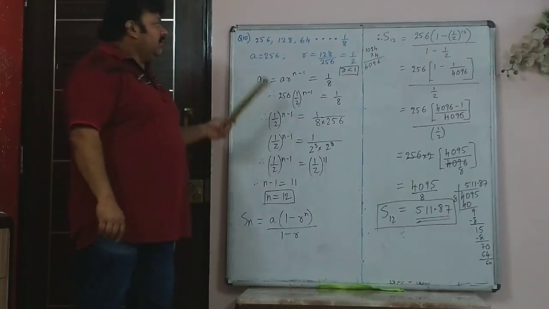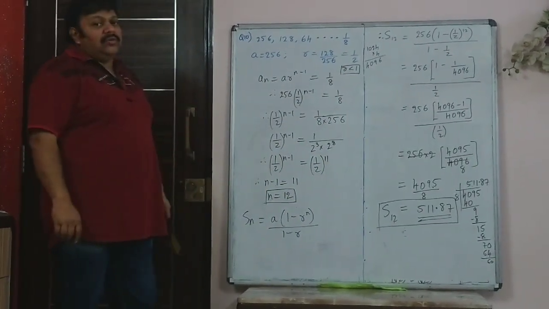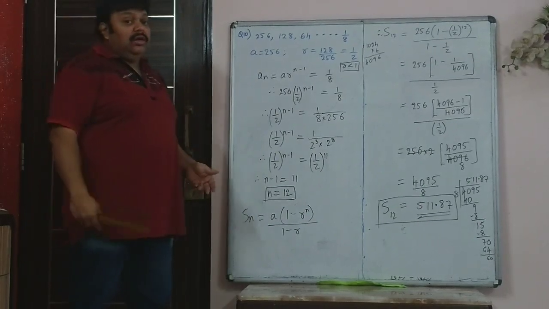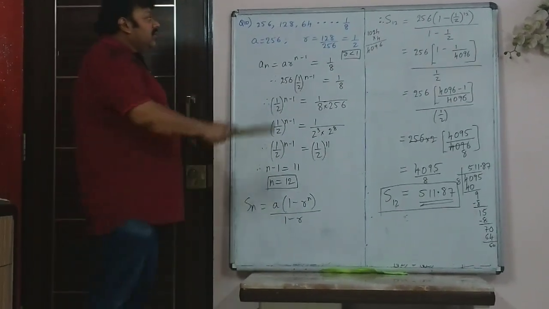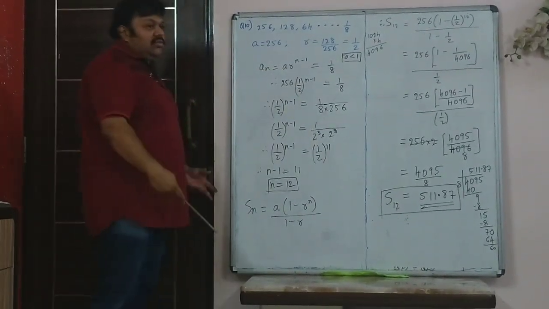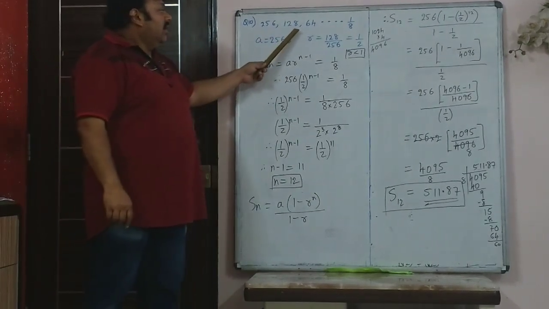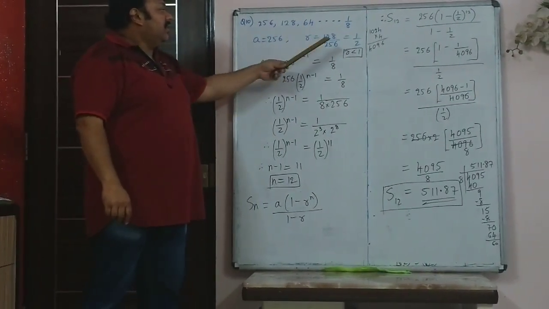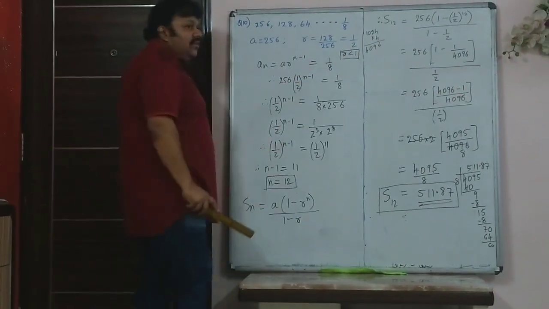Now in the 10th sum, you are given the terms in a GP and you are asked to find the sum of all the terms. First you have to find the number of terms, because we don't know how many terms are there in between. So the first thing is to find the number of terms. A is 256, R is second upon first, that is 1 by 2. So R is half, so R is less than 1.